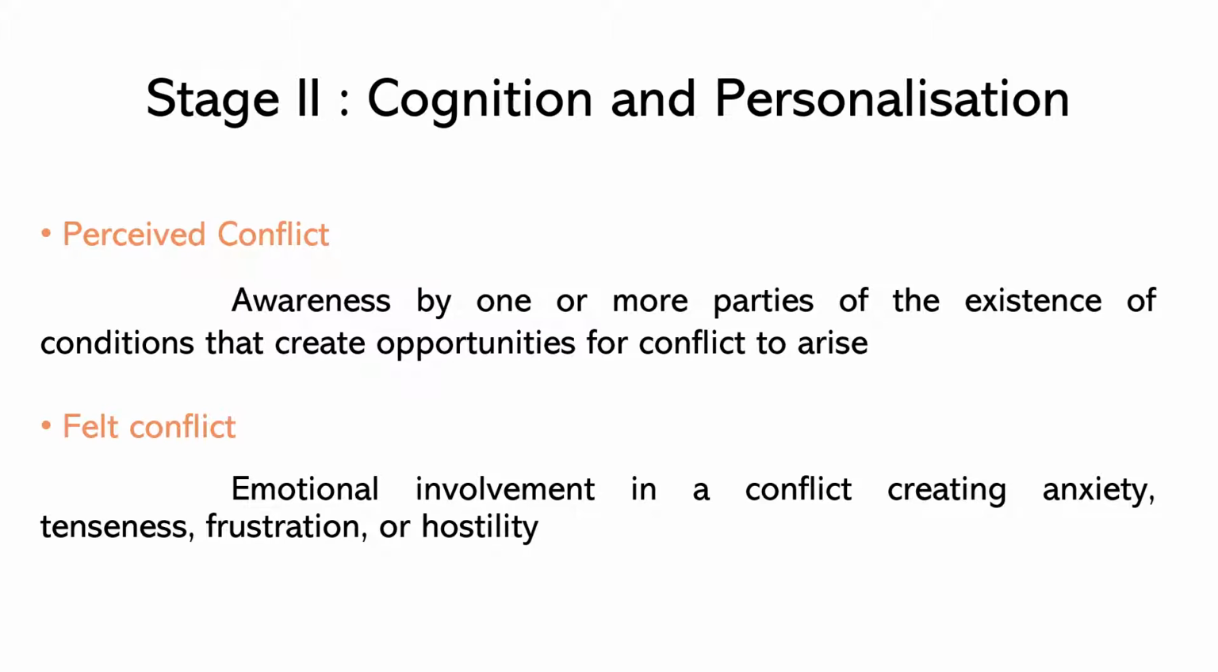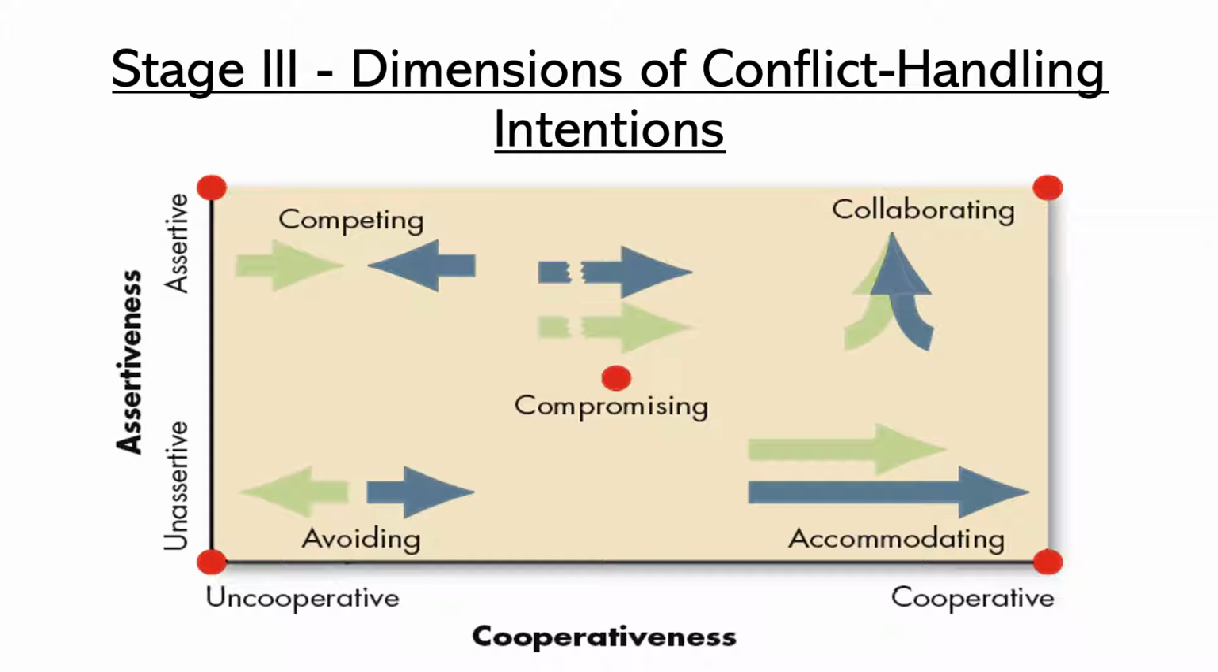Now, next, stage 3 is how the conflict's intentions are being handled. There are basically 2 dimensions if you see correctly: assertiveness and cooperativeness. Cooperativeness means you definitely care about the other party and give some concern to them. Assertiveness means, no, I'm just concerned about my own wishes. So that is assertiveness and cooperativeness. Based on that, you have 5 conflict handling intentions.